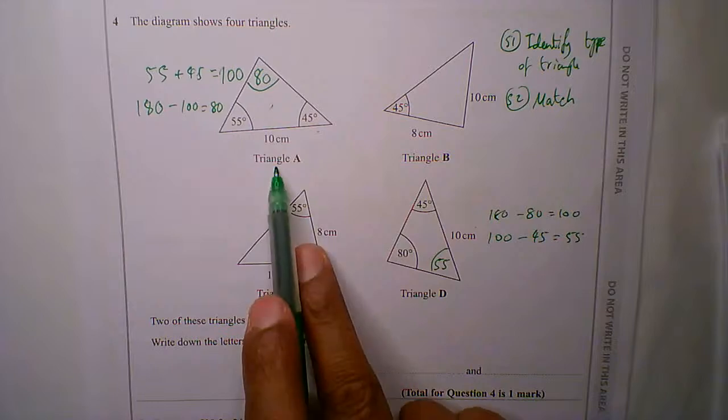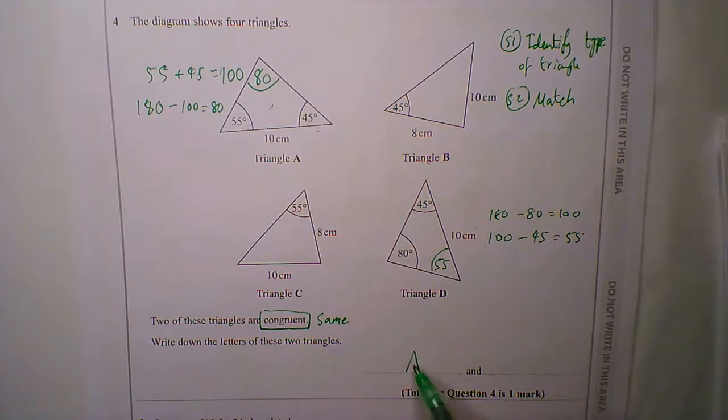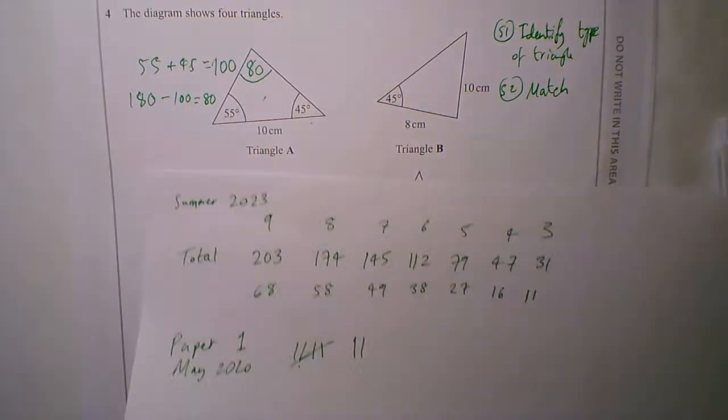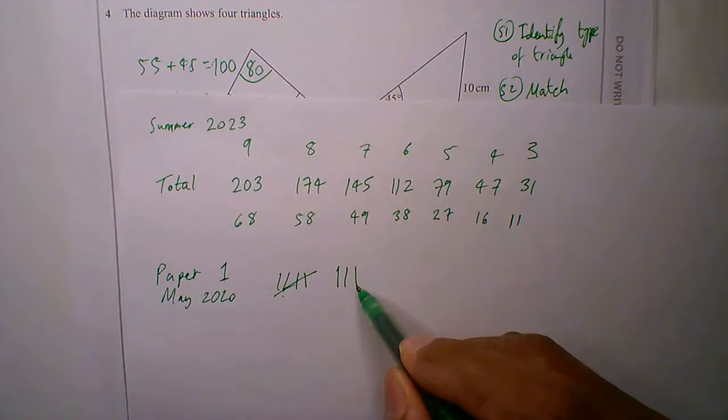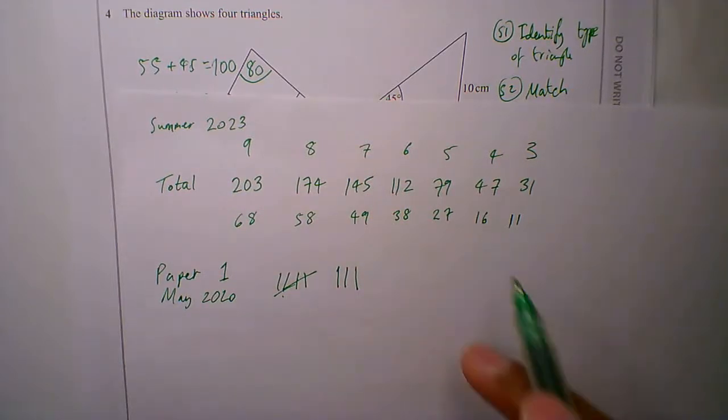So that means triangle A and triangle D are the same. So that's quite a lot of work for 1 mark. So let me add this to our tally. We are now on 8 marks and we're heading towards 16 to get to that grade 4.